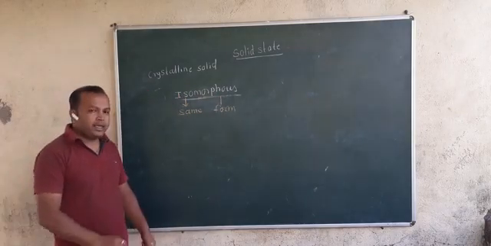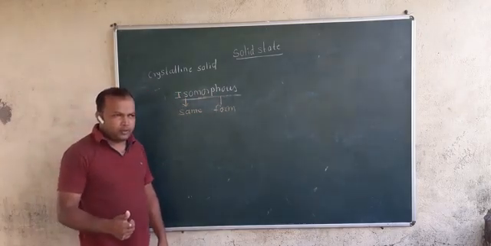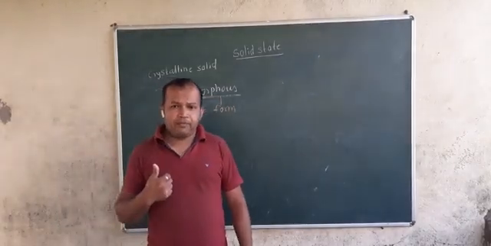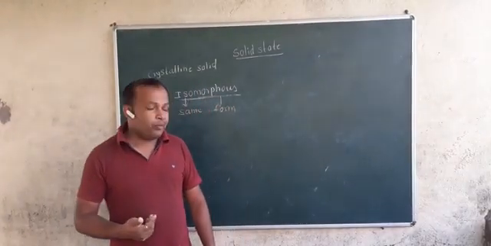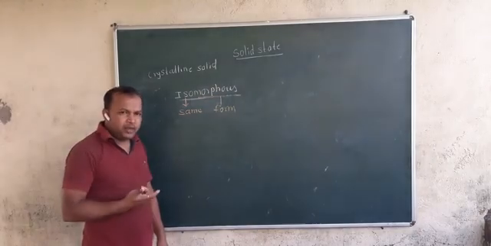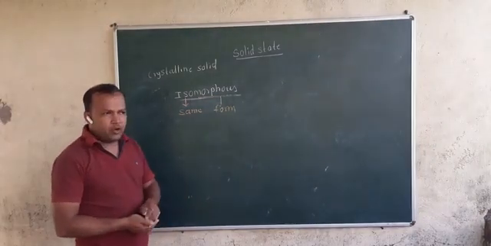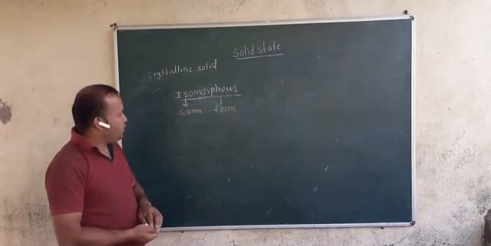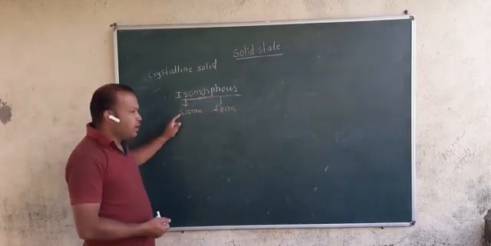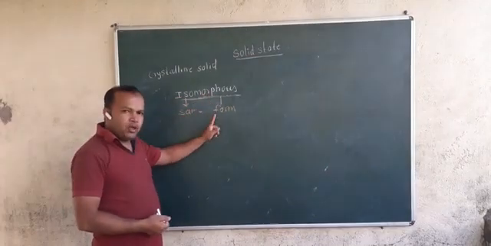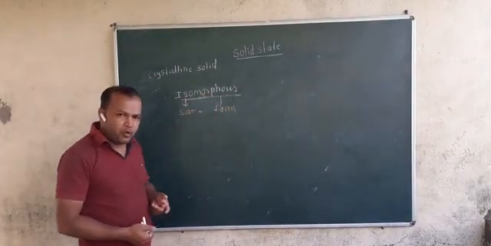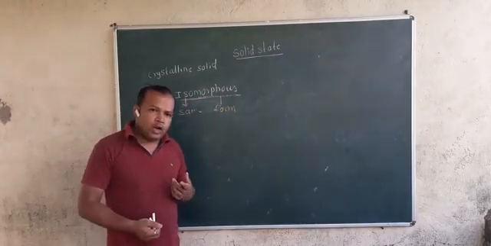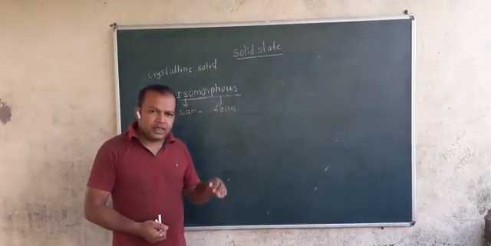Same form means here two or more substances having the same crystalline structure are called isomorphous of each other. What is isomorphous? Iso means same, morphous means form. Two or more different powders having the same structure.